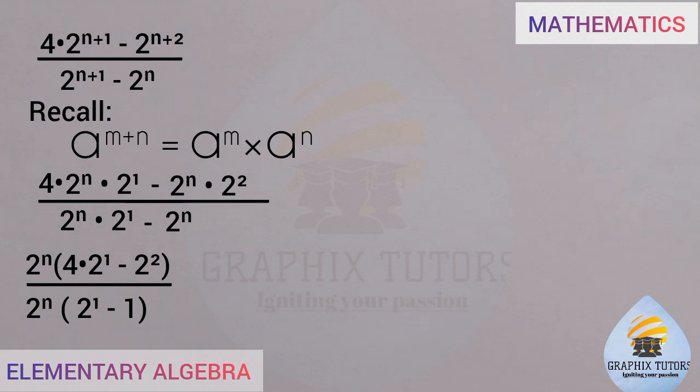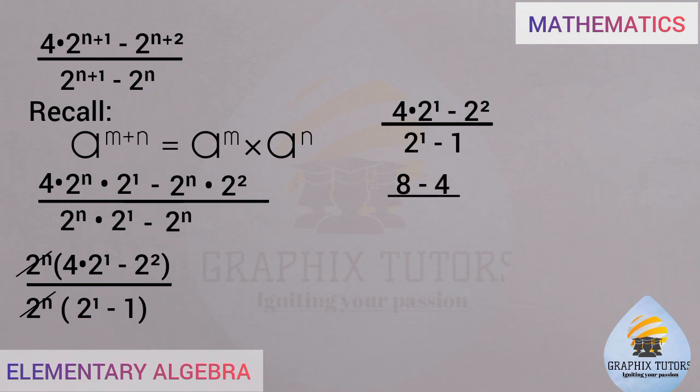So what we're having here now, discover that 2 to the power of n at the numerator will divide 2 to the power of n at the denominator. We'll now be left with what? 4 times 2 raised to the power 1 minus 2 raised to the power 2, all divided by 2 minus 1. And we know 4 times 2 is 8, minus 2 raised to the power 2 is 4, all divided by 2 minus 1, right? So 8 minus 4 is 4, all divided by 2 minus 1 is 1. So we'll now be left with what? 4, because any finite number over 1 will give us that finite number. And that finite number here is what? Is 4.